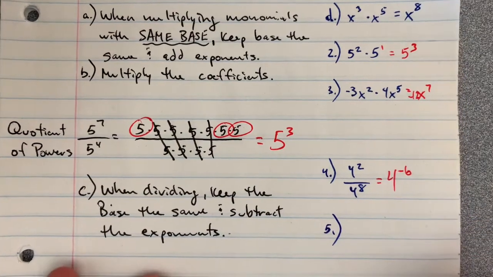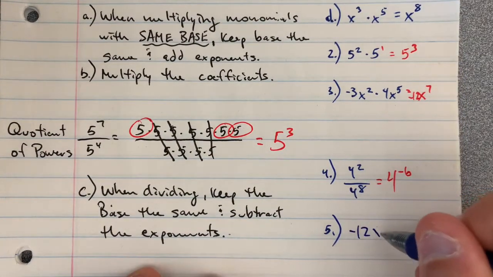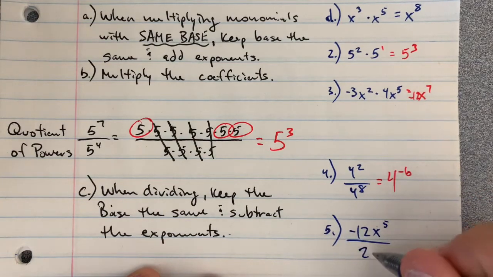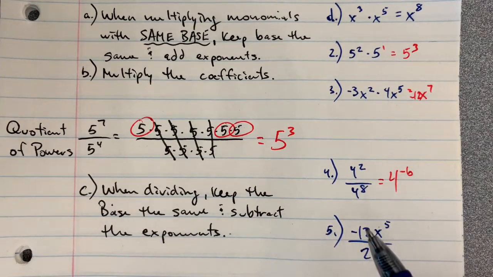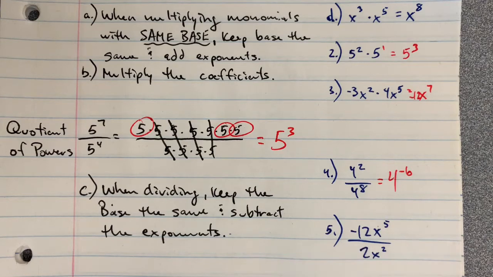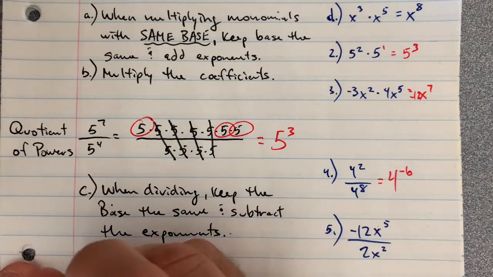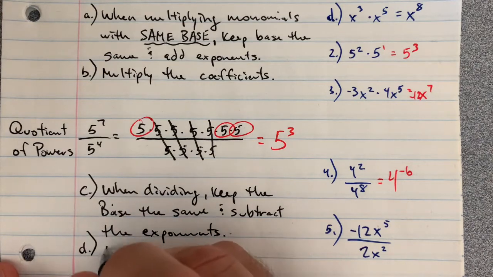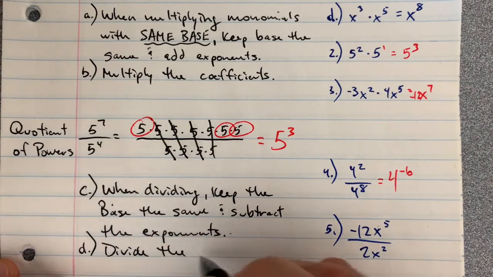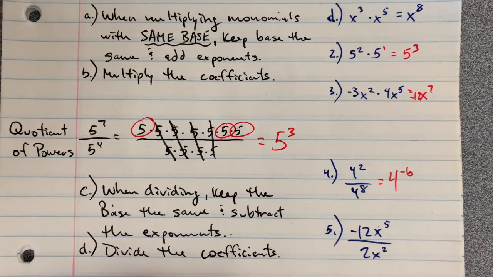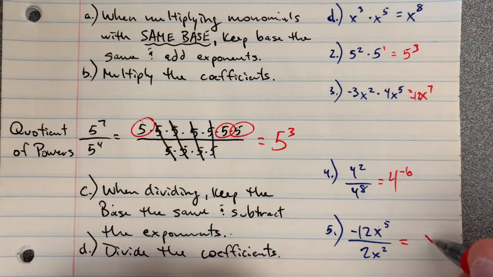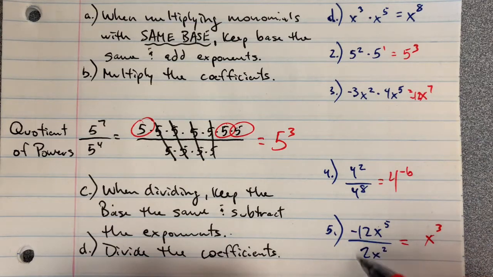Example 5, -12x to the 5th over 2x squared. Here, like before, our x is the base. These are just coefficients out in front. So let's add a rule here where we divide the coefficients. So x stays the same. I don't change that. I go 5 minus 2, and that gives me 3. And then I have to go -12 divided by 2 to give myself a -6.